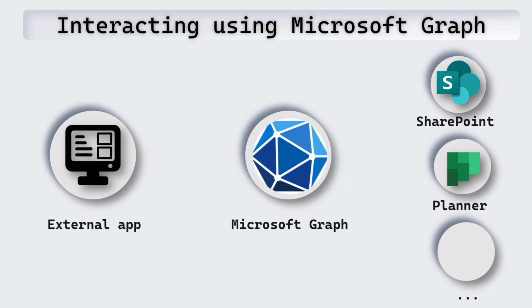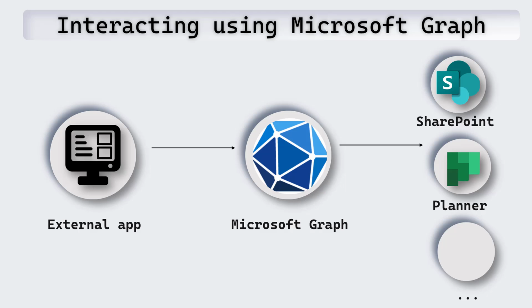This slide is about interacting with Microsoft Graph. On the left side, we've got an external app. This is the app that we will be building. In order to access Microsoft 365 data, which is on the right side, and which can be anything, be it in SharePoint or Planner or anything else, Outlook, Calendar, whatnot, our external app needs Microsoft Graph. And the process is quite straightforward.